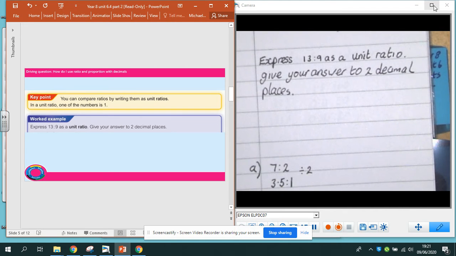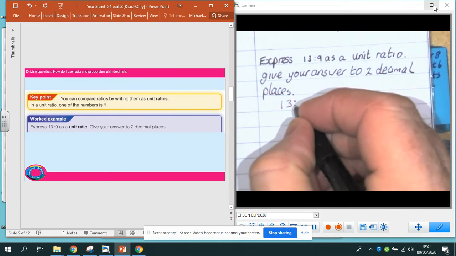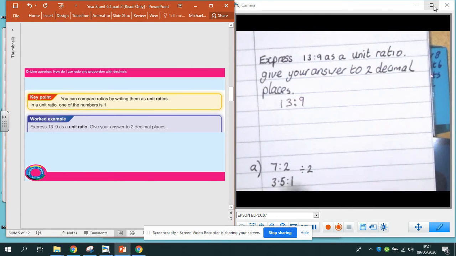So express 13 to 9 as a unit ratio. Give your answer to 2 decimal places. Okay, so 13 to 9. I need to make one of those numbers 1. And the number that I'm going to make 1 is the smallest one. So in this case, 9.